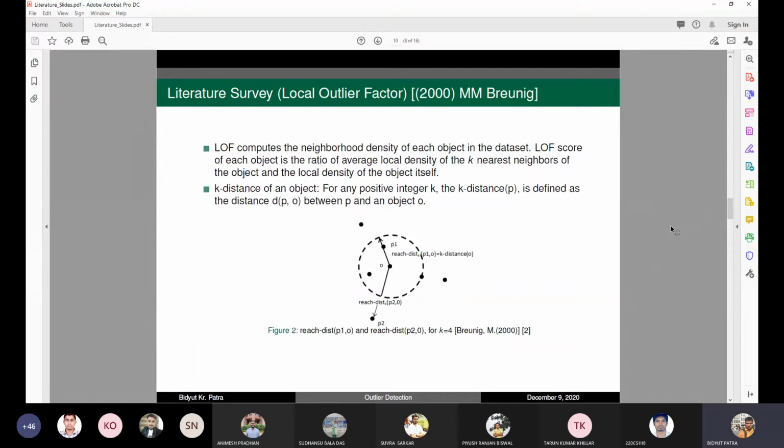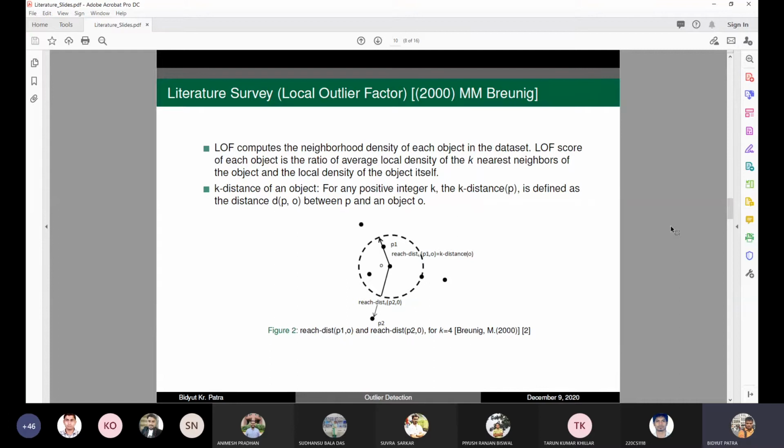Now we'll talk about LOF. LOF, that is local outlier factor, computes the neighborhood density of each object in the dataset. The LOF score of an object is the ratio of the average local density of the k nearest neighbors of the object and the local density of the object itself. To compute the LOF, which specifies the outlierness of an object, we take the ratio of two values.